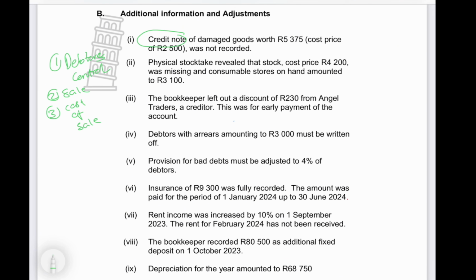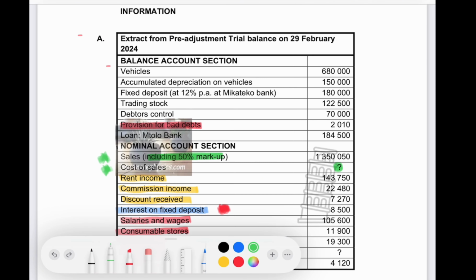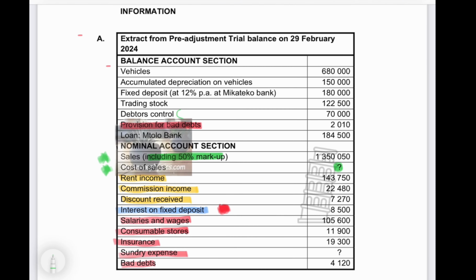So now you go to your adjustment A. So in the debtors control, you're just going to say, now the 70,000 that we have been expecting from our debtors, we have to subtract 5,375. Why? Because we are no longer expecting 5,375 from our debtors since the goods for that amount have been returned to us. Second account, which I said will be affected, will be the sale.